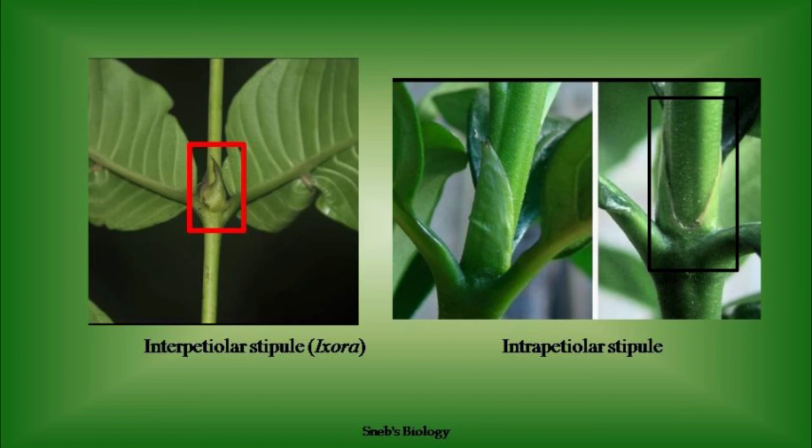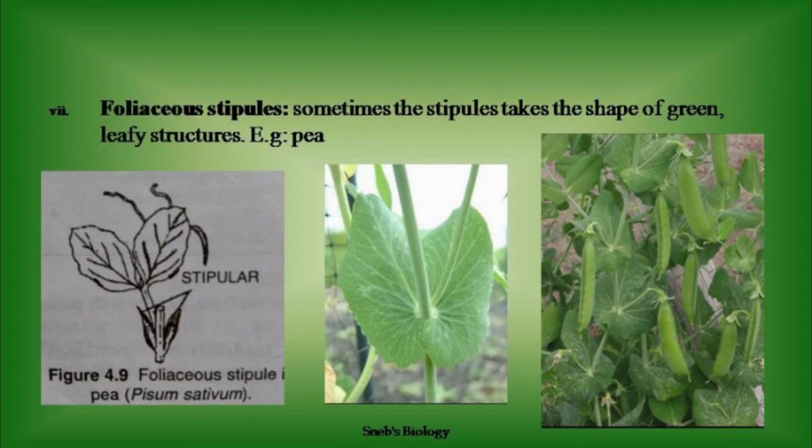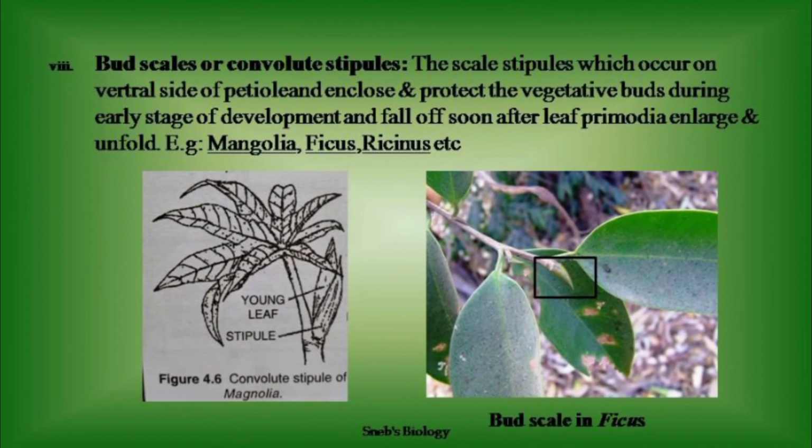For example, Gardenia. Next is foliaceous stipules, where the stipules are modified into leaf-like structures at the base, so they are called foliaceous stipules, and the stipule has become a weak, flat, green structure. For example, pea.